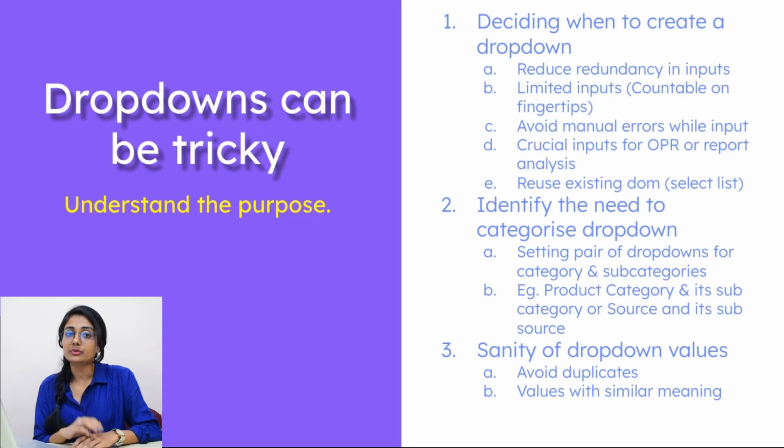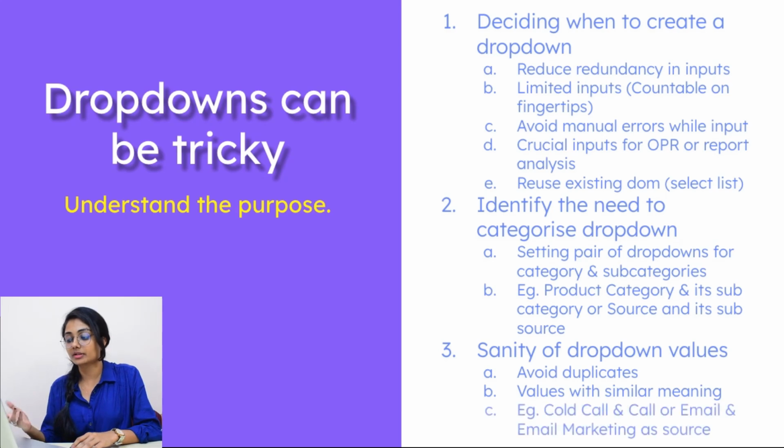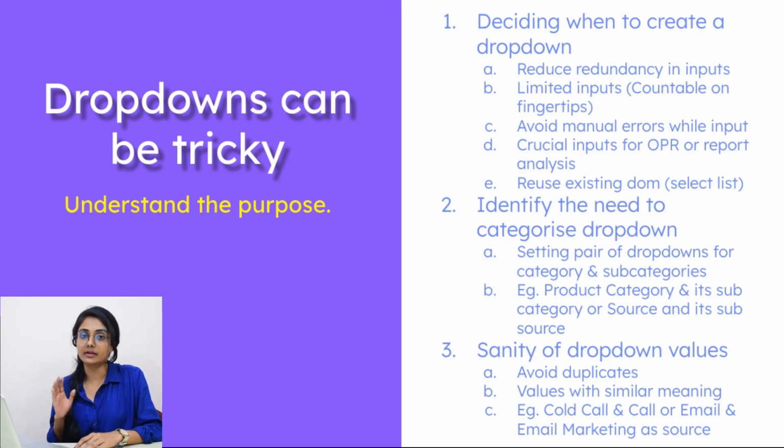Another thing could be done, that if two values that I have have a similar meaning, in that case also, we can minimize the drop-down values. We can remove the duplicate values from the drop-down, after moving their existing records to one of the available values.